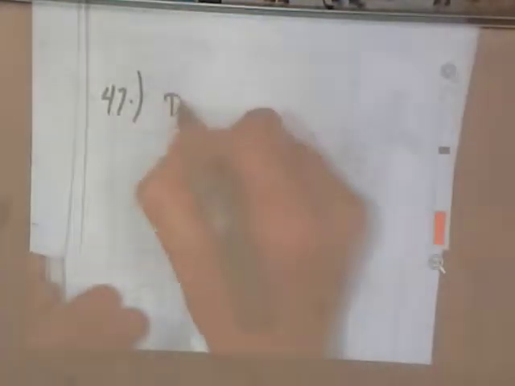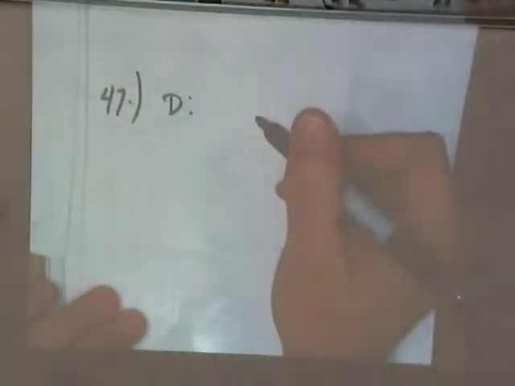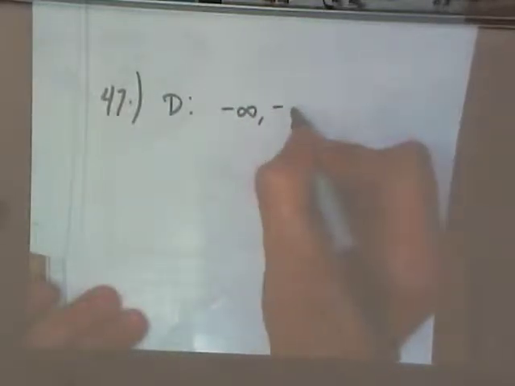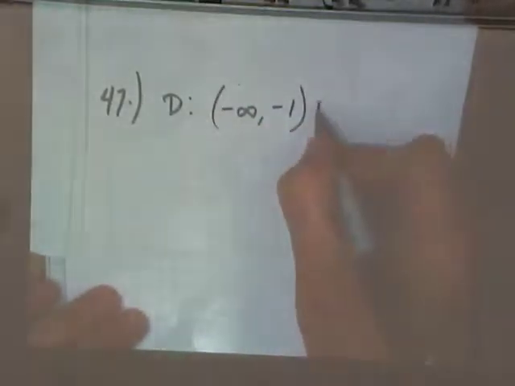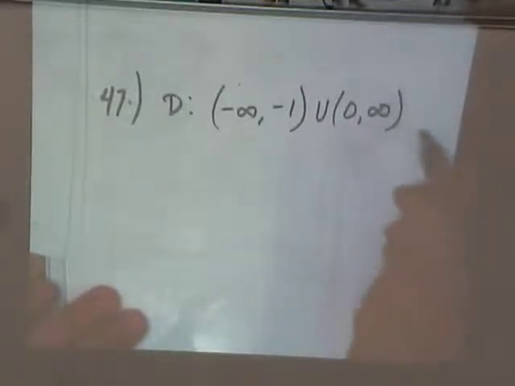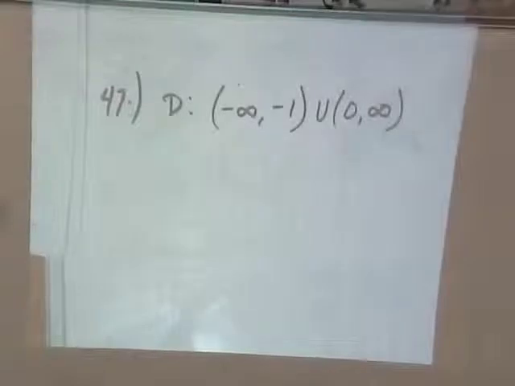The domain would be from -infinity all the way up to -1, union with 0 all the way up to infinity. Everybody okay with that?